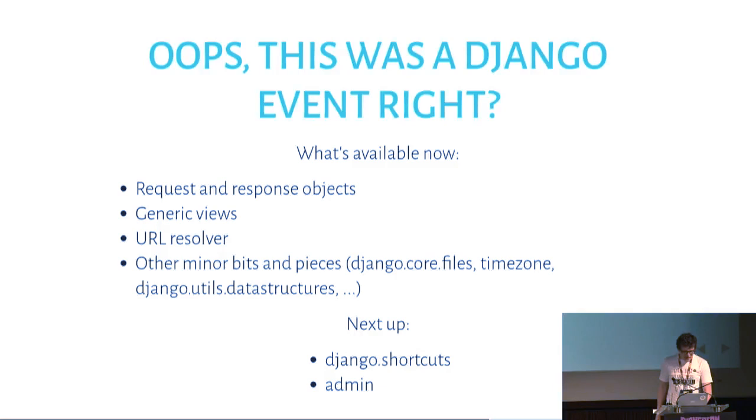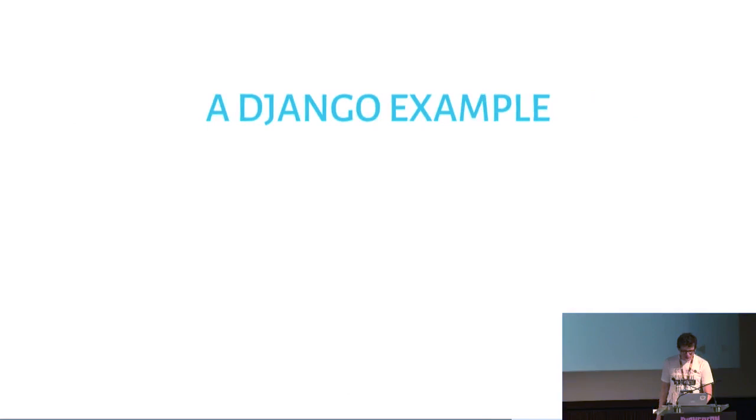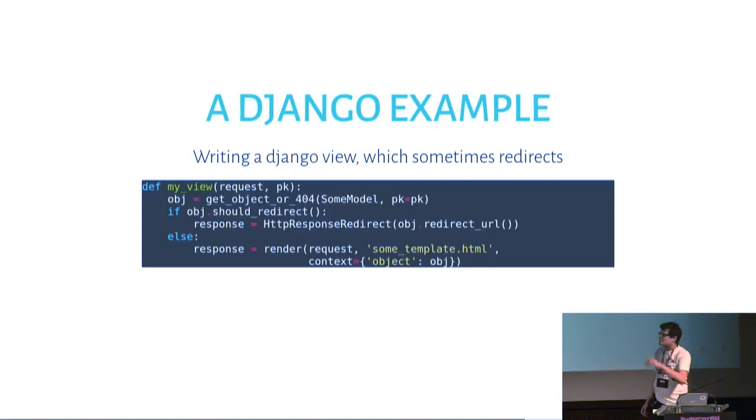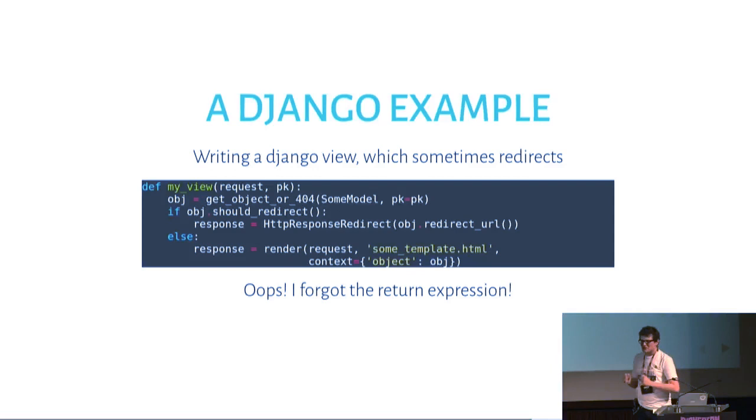So to show you how it looks very, very quickly, I'm writing a Django view, which sometimes produces a redirection. So I write something like this. This has no annotations at all. But, well, I forgot the return statement, as you might have seen or not. Actually, you'll find that if I run this, Django will produce an error because it has an explicit runtime check for views returning None, because this is a very frequent mistake.